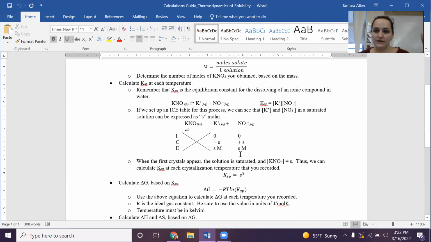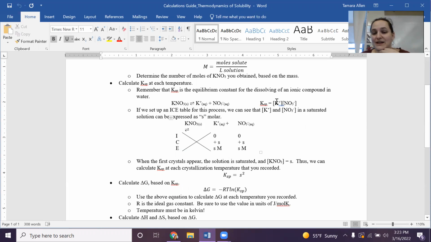And what is true in this experiment, what makes this experiment work, is that the temperature you recorded was when the first crystals appeared, which is when the solution is saturated, which is when you have this maximum concentration. That is what this molarity is representing, your equilibrium molarity for a solution. So when the first crystals appear, your potassium nitrate concentration is equal to the solubility of that substance. And the solubility is equal to both the potassium concentration and the nitrate concentration.